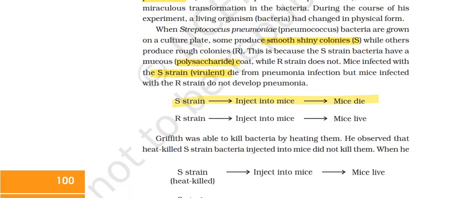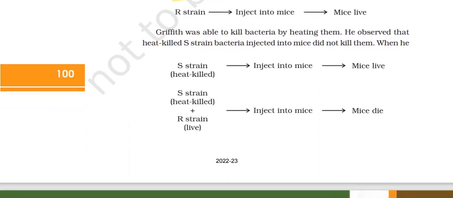ठीक. Griffith was able to kill bacteria by heating them. He observed that heat killed S strain bacteria injected into mice did not kill them. Obviously क्योंकि S strain को जब हमने heat kill किया, अब उनमें कुछ वैसी चीज रही नहीं. We injected it into mice, the mice would live. अगर हमने heat killed S strain और live R strain ले लिया, when you injected it into mice, the mice died. लेकिन हमने तो heat killed S strain लिया था और पिछले एक्सपेरिमेंट के अकॉर्डिंग इसने तो कुछ नहीं करना था माइस को. This is what confused him.